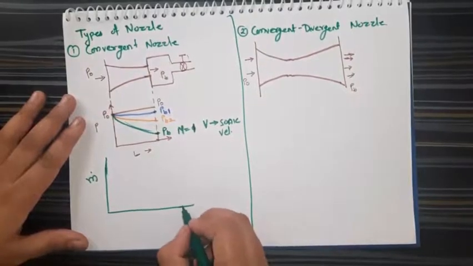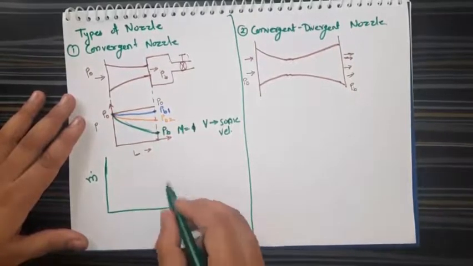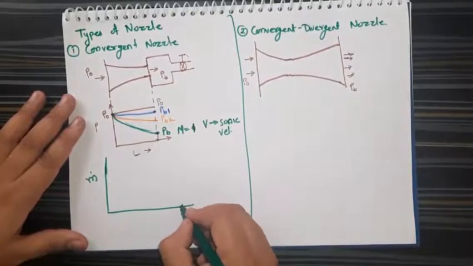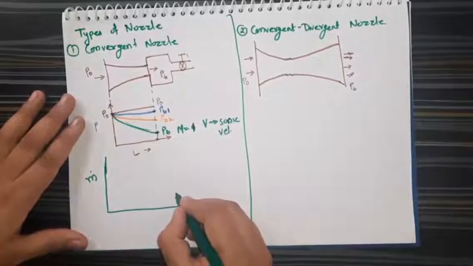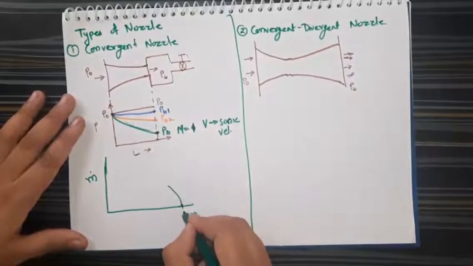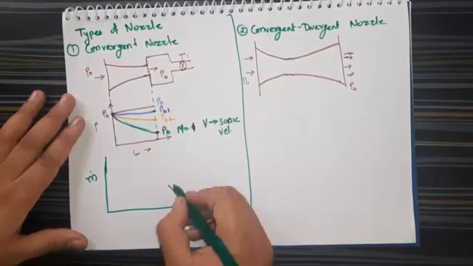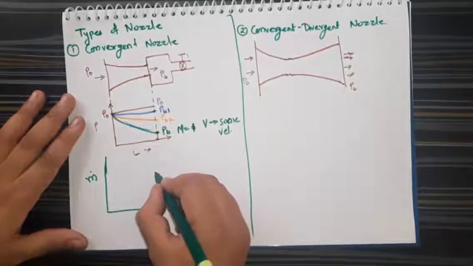So here is the initial PV, that means P0. Okay, so gradually when you are opening this valve, there will be an increase in the mass flow rate and you are decreasing the PV. So gradually there will be an increase in the mass flow rate.